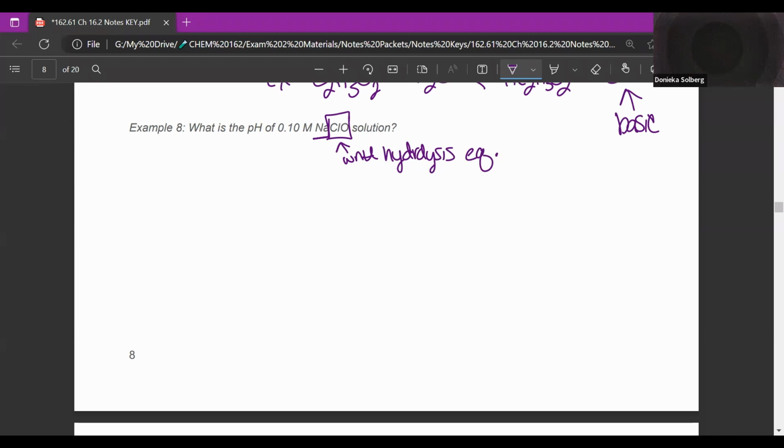So what goes on when this is in water? Okay, so I'm going to write ClO minus plus water. Again, if you're not sure, it can't give off a hydrogen. It doesn't have one to give off, but it can take one on, so it can make HClO and OH minus. Okay, so I have this nice equilibrium equation.